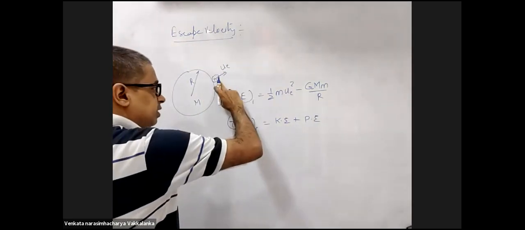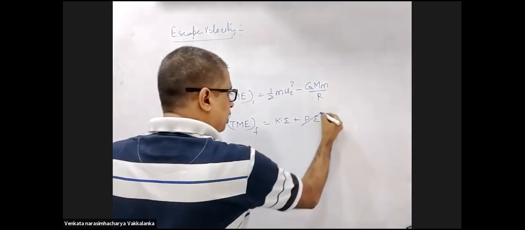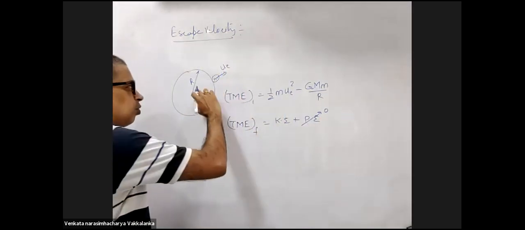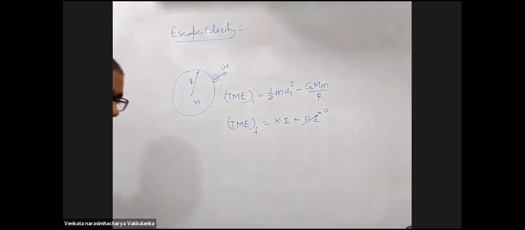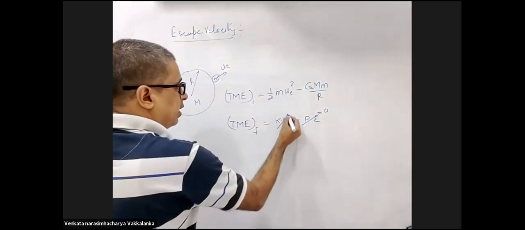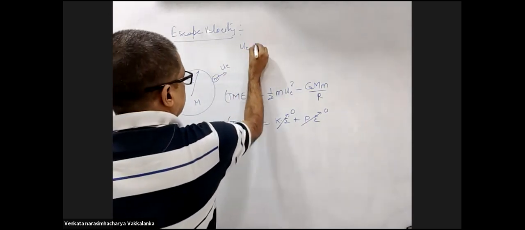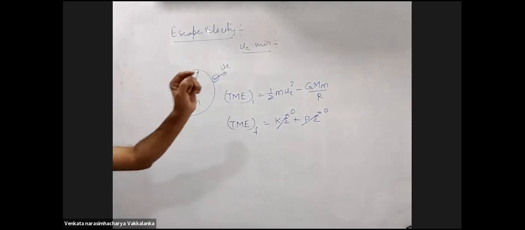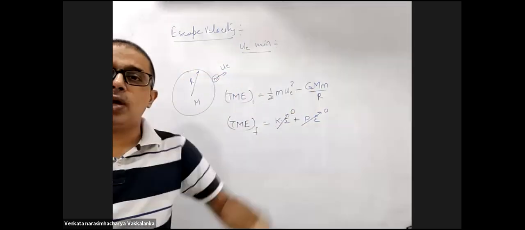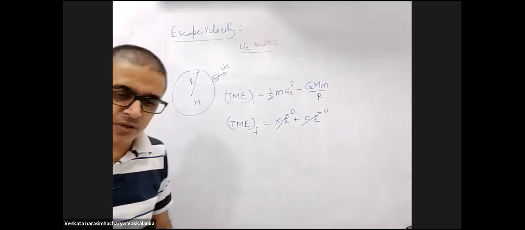You are sending this mass to a point of no comeback. It should not come back. That means there should be no force of attraction between the two, so the potential energy should be zero. Kinetic energy should also be zero because you are asking for minimum UE. It should just reach that point of no comeback, so kinetic energy at that final point should be zero.